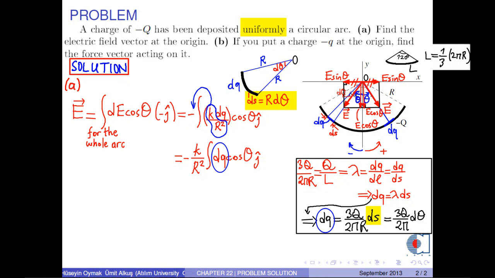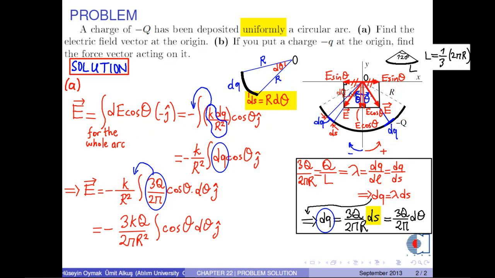Therefore, if we write this expression into the formula for the electric field, we obtain negative k over r squared times the integral of 3q over 2 pi times cosine theta d theta j hat. And because 3q over 2 pi is constant, it can be taken outside the integral sign. So we obtain negative 3k times q over 2 pi r squared times the integral of cosine theta j hat. Here the integral variable is theta, which is between negative 60 degrees and positive 60 degrees.